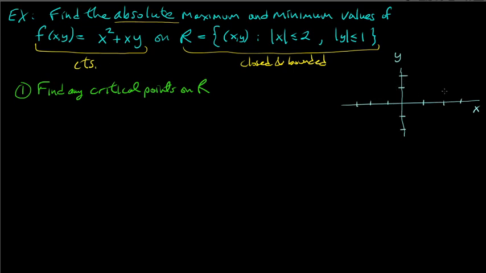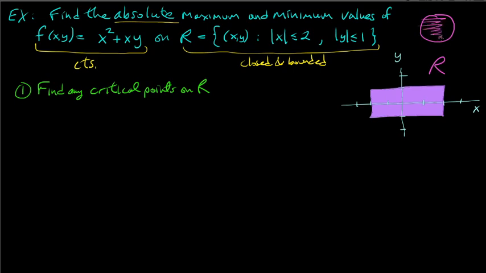So if x is less than 2, it's this region here, and if it's greater than negative 2, it stops here. Y is between negative 1 and 1. So we just get this rectangle, a closed rectangle, and we have to consider everything inside that region R. R could be for rectangle in this case, but typically R is region, and it doesn't have to be a rectangle. It could be a disk, it could be part of a parabola, it could be a whole bunch of things.